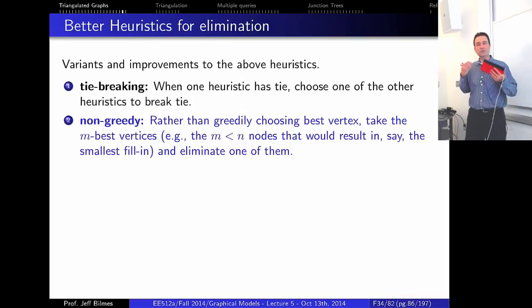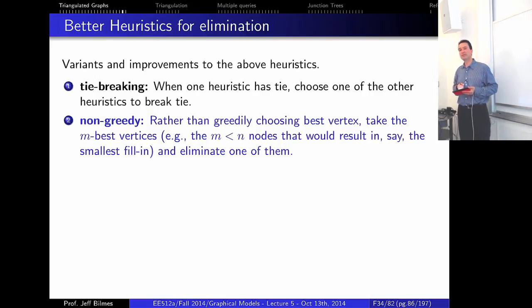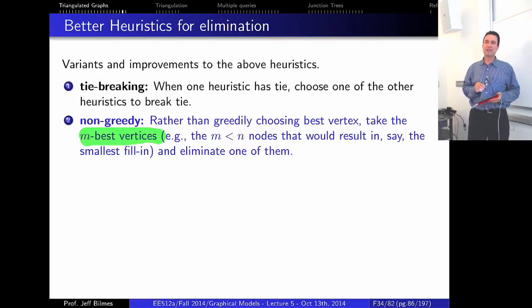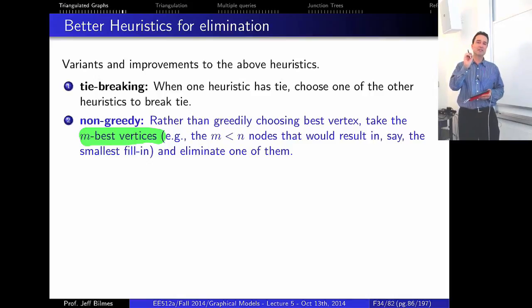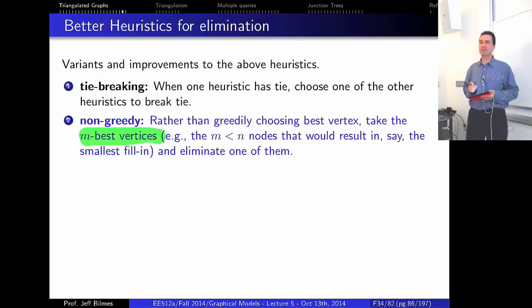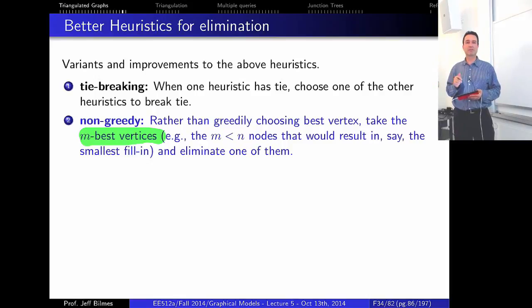Where you really start getting some help is by using non-greedy strategies. Rather than just greedily choosing the best at each time, you take the m best vertices. For example, if fill-in is your heuristic, you would choose the top m, namely the m nodes that would result in the least fill-in. You'd sort ascending based on fill-in, and the top ones would be the ones that yield the least fill-in. Then you choose arbitrarily from the top m rather than the top one.